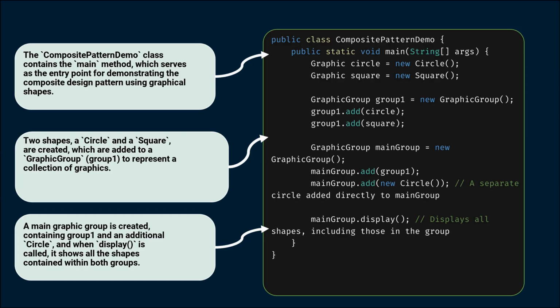Moving forward, we create a second graphic group called main group, which serves to illustrate the hierarchical nature of the composite pattern. By adding group 1 to main group and also adding another circle directly, we showcase how complex structures can be built. Finally, invoking the display method on main group triggers the display of all graphics, both individual shapes and groups, exhibiting the strength of this pattern in handling varied components uniformly. This encapsulation not only simplifies coding, but also enhances maintainability, empowering developers to effectively manage intricate hierarchies in their applications.